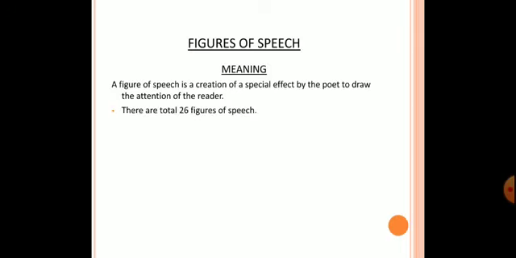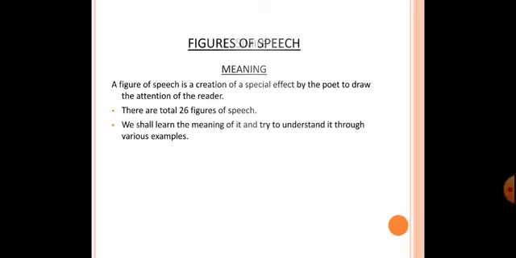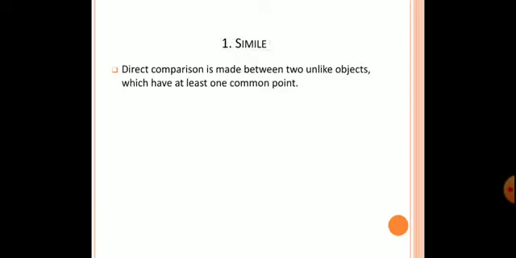There are a total of 26 figures of speech. We shall learn the meaning of each and try to understand it through various examples. So let us quickly begin. The first one is simile. Definition: a direct comparison is made between two unlike objects which have at least one common point. Words like "like" or "as" are used for comparison. Now this is the first figure of speech which we are learning.